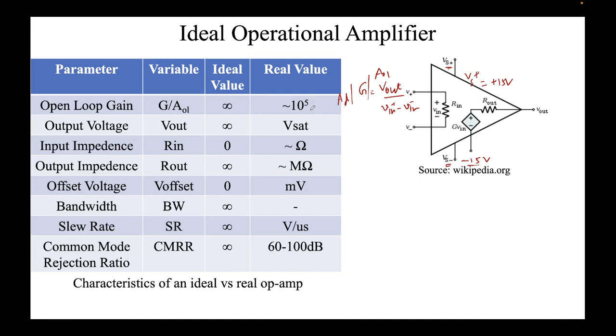10 to the power 5 would be 1 lakh. Okay. Second thing is output voltage, denoted as V out. Ideal value is infinite. This means ideally you can get infinite voltage out as an output in an op amp. This is a fancy scenario. This is not realistic. We do get a maximum of VSAT. Now this is important. You cannot go above VSAT.